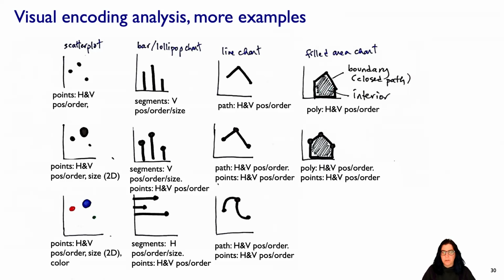What about some other charts? Now, if we just have a bar chart, then all we have are these line segments, and those are happening only vertically, right? So we have vertical position and order and size. But let's do something where we have a more complex glyph.